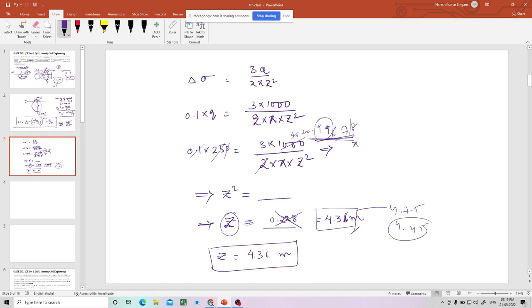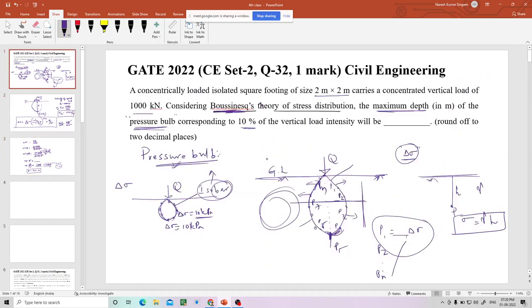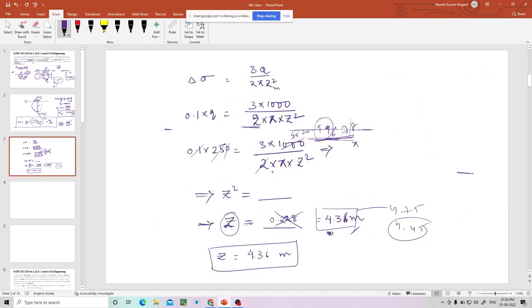If there is no doubt, I'll move to another question. I hope you can solve the questions related to the Boussinesq theory, because we have solved another question also in the previous class. So I'll be moving to another question.